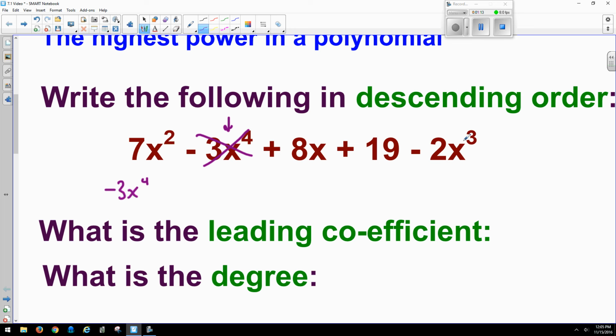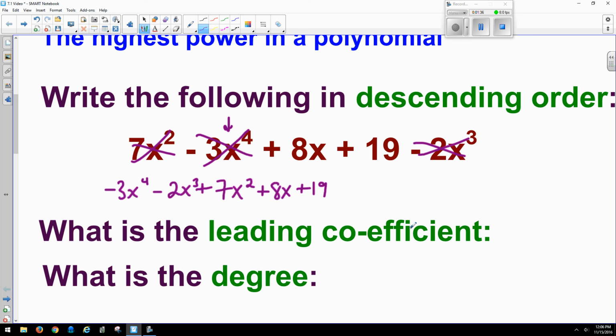Then I'm going to take this one, negative 2x cubed. That goes next. Then plus 7x squared. Don't forget the plus right here, that's crucial. And then plus 8x plus 19. So that is in descending order.